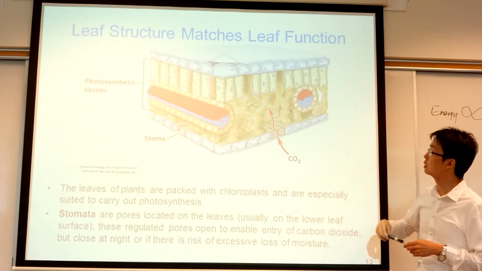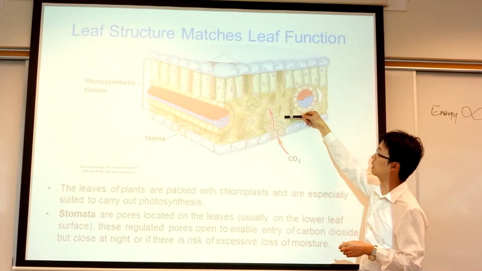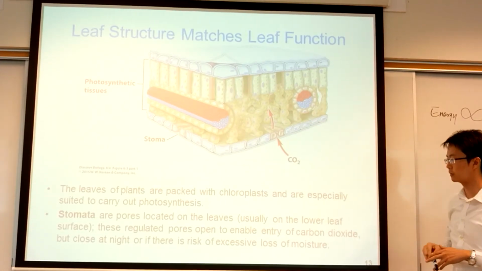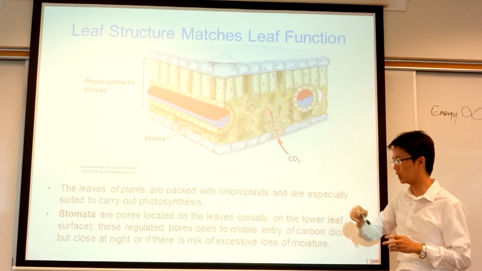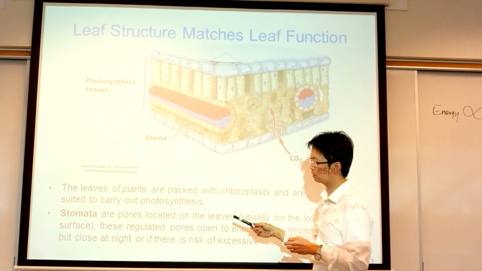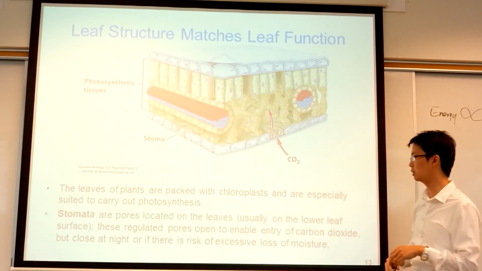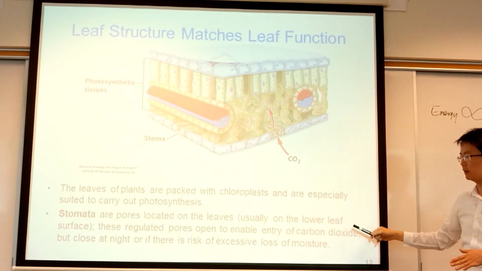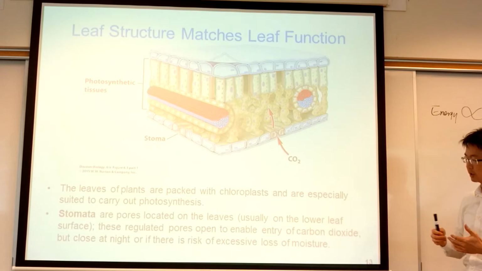And the palisade mesophyll and the spongy mesophyll cells all have chloroplasts to capture sunlight. And the empty spaces here are for gaseous exchange. Stomata is the plural, singular is stoma. They are the pores on the lower leaf surface for gaseous exchange.